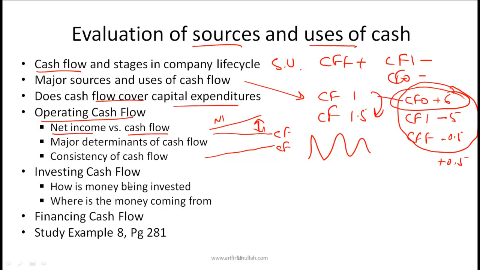Investing cash flow, there you need to see how the money is being invested, and if you are getting some money through CFI, where is the money coming from? If lots of assets are being sold and cash is being generated through sale of assets, then that would be a cause for concern. And then financing cash flow, we've talked about. This shows how much money is being raised through debt, through equity, and then how much money is being paid back. I would encourage you to study example 8 on page 281 of the curriculum.